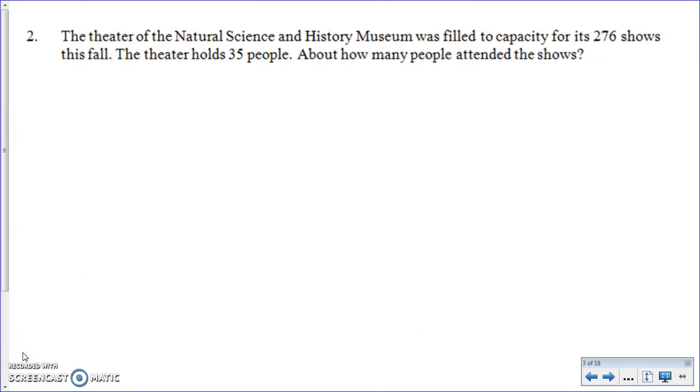Number 2, the Theater of the Natural Science and History Museum was filled to capacity for its 276 shows this fall. The theater holds 35 people. About how many people attended the shows? First, we need to rephrase it in our own words. So we need to find out how many people attended the theater last fall. Next, we need to write the important information down. 276 shows, 35 people per show.